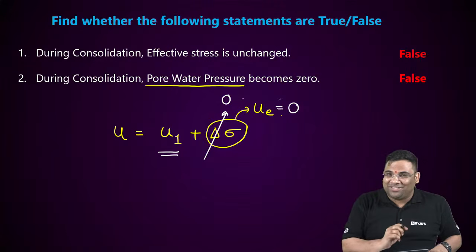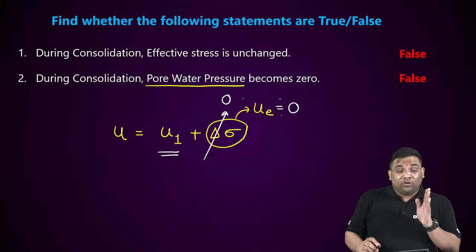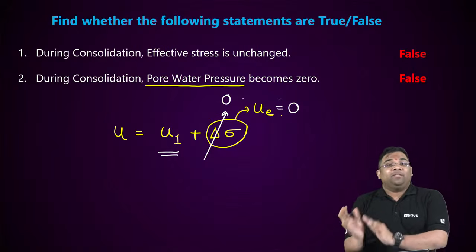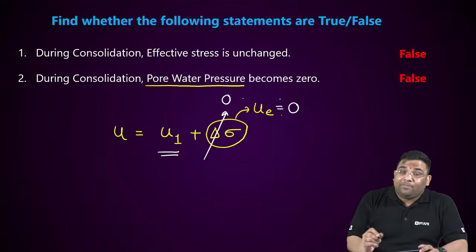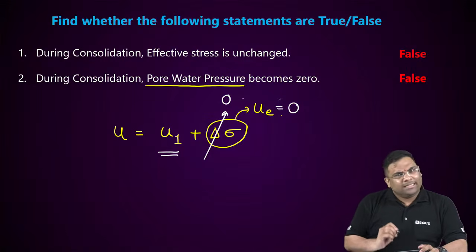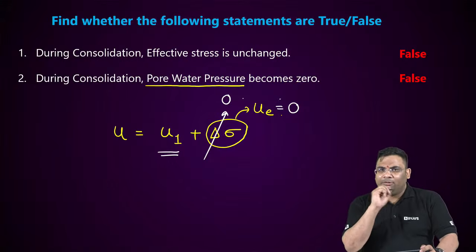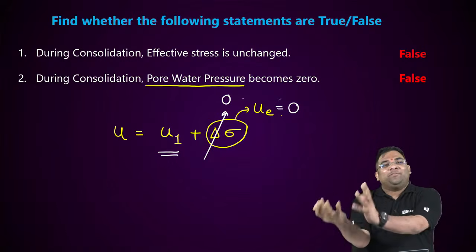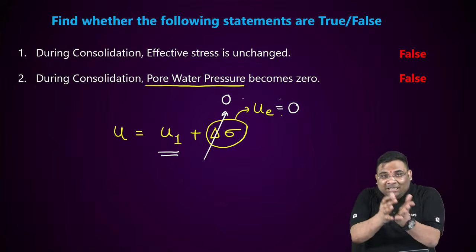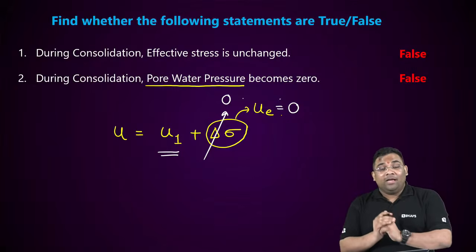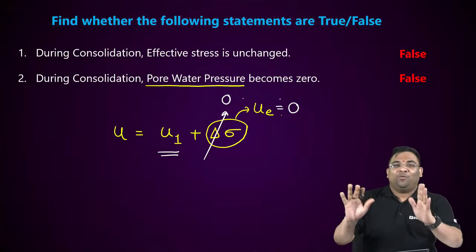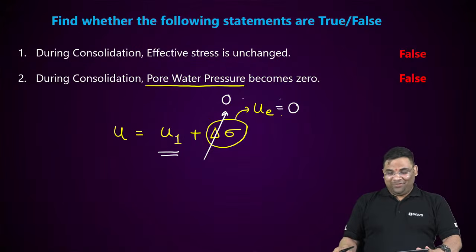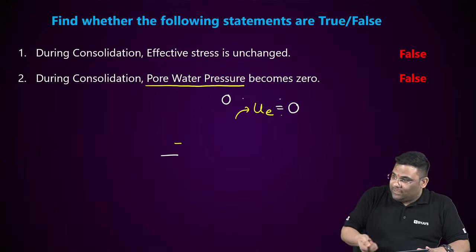Okay, so I twisted the question a little bit so that you get the correct understanding. I can say during consolidation, excess pore water pressure becomes zero. Pore water pressure doesn't become zero. Can I say pore water pressure reduces? Yes, the pore water pressure reduces. The excess pore water pressure also reduces. But the excess pore water pressure reduces to zero and the pore water pressure reduces to the initial pore water pressure. Understood? Very good.